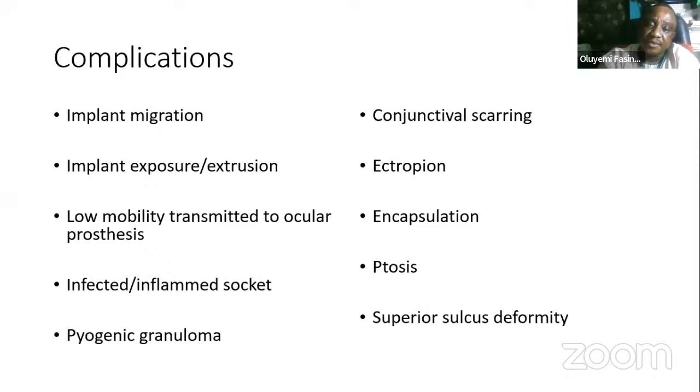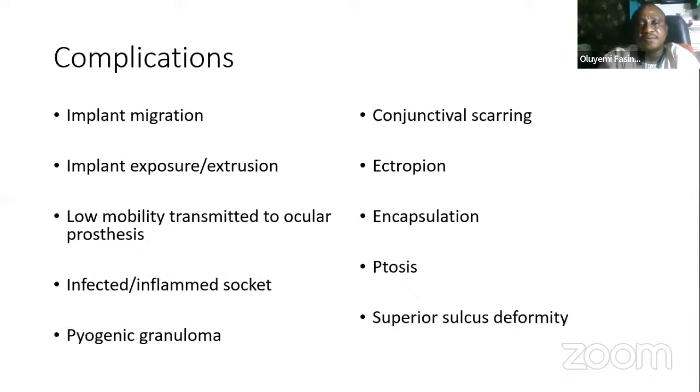Use of heavier or larger size implants can predispose to this. If you close the wound under tension, the videos shown by Dr. Akan have explained that these are things that can give rise to implant exposure or extrusion. There could be low mobility transmitted to the ocular prosthesis. Reasons for this I've explained earlier on.